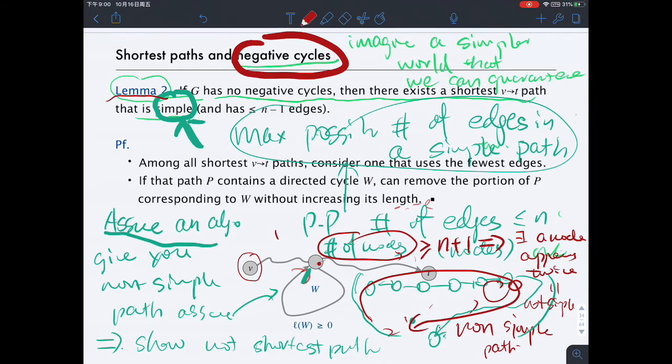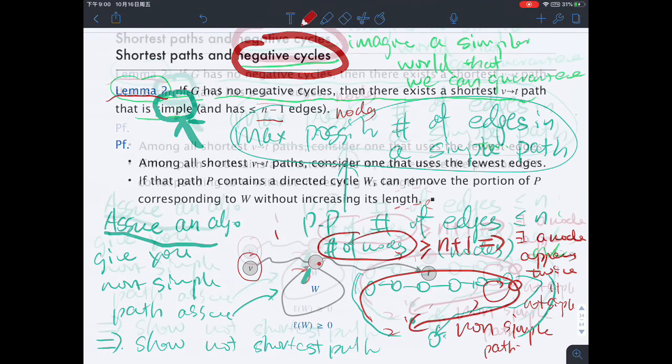So this kind of lemma really just says, in case there exists no negative cycle, then we can always find a shortest path that's simple. And when the shortest path is simple, the number of edges is really just less than n minus 1, and the number of nodes is also less than n.